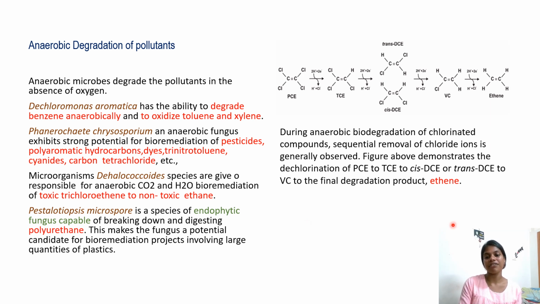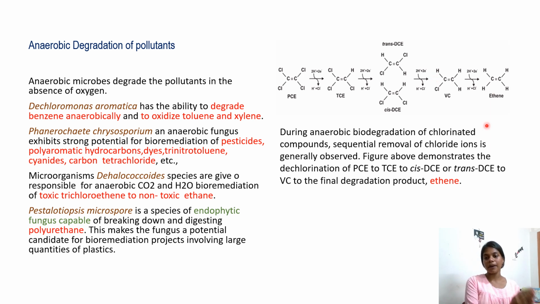Then I have given a figure like that. During the anaerobic biodegradation of chlorinated compounds, it shows the sequential removal of chloride ion. PCE is nothing but perchloroethylene. When one chloride is removed, it is converted to trichloroethylene. Then cis-DCE, dichloroethylene. Then it is converted to vinyl chloride. Then it is converted to ethene.